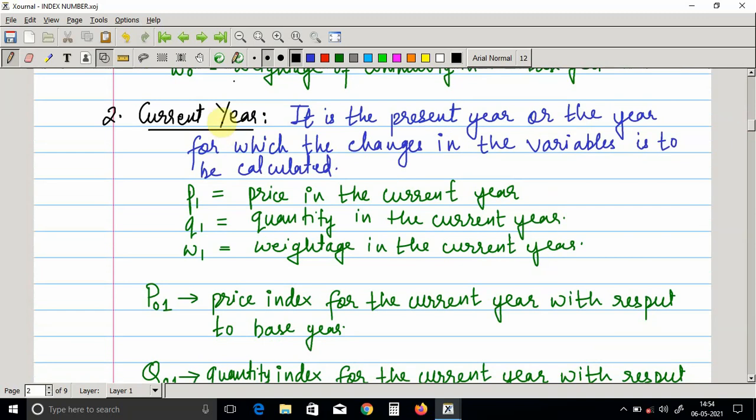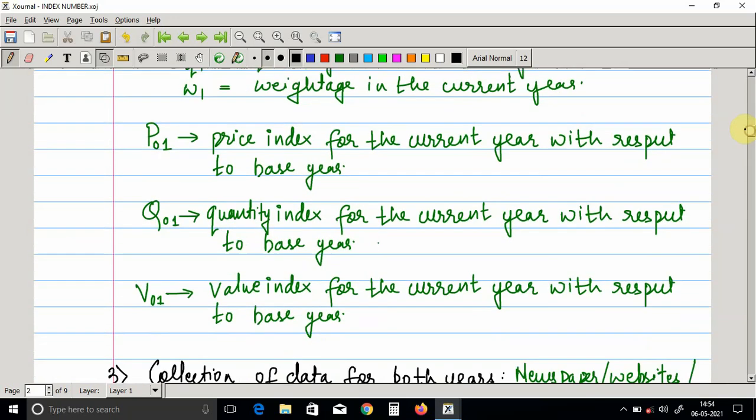Then the current year is the present year, or the year for which the changes in the variable are to be calculated. So for the current year I have these three notations. P1 is the price of the current year, Q1 is the quantity in the current year, W1 is the weightage of that commodity in the current year. Then P01 is called the price index for the current year with respect to the base year. This is just a notation, and Q01 is the quantity index.